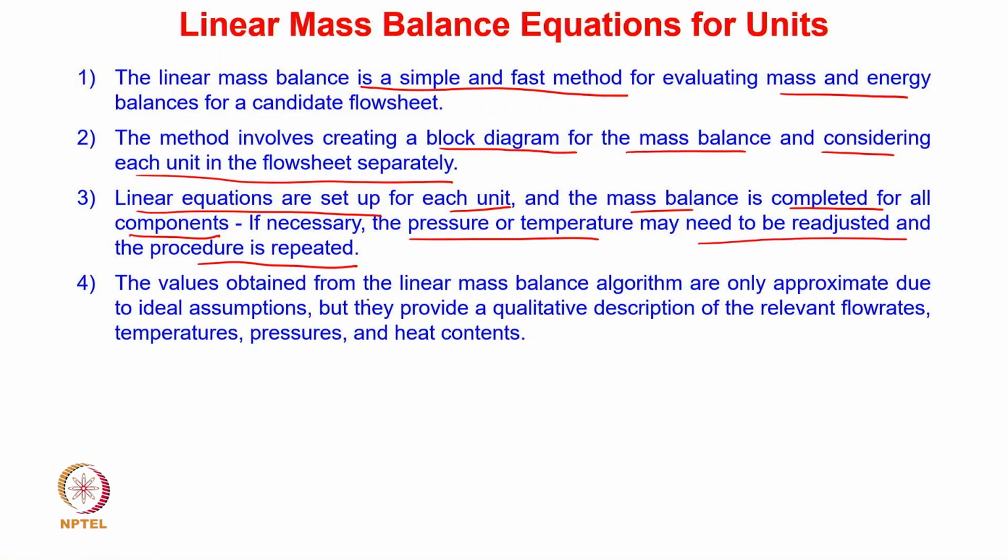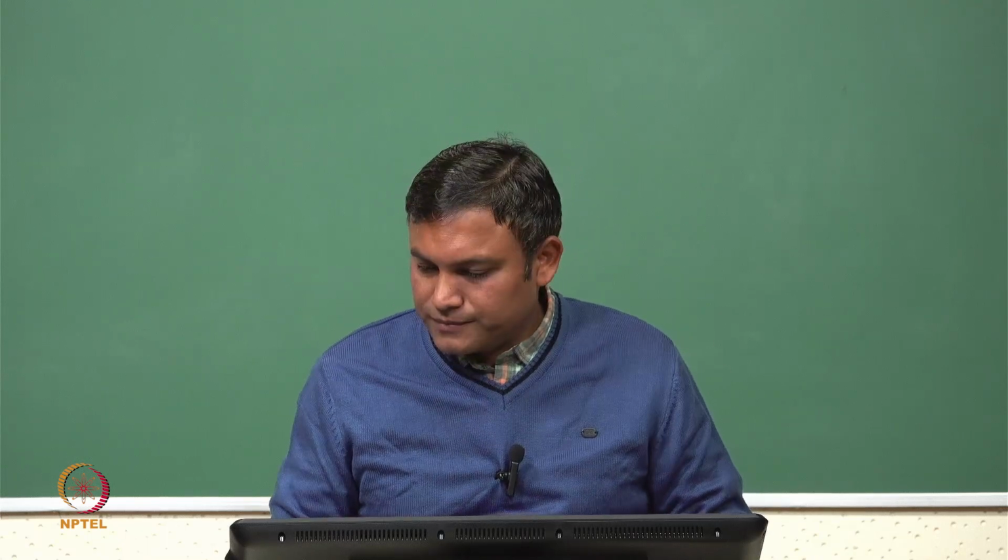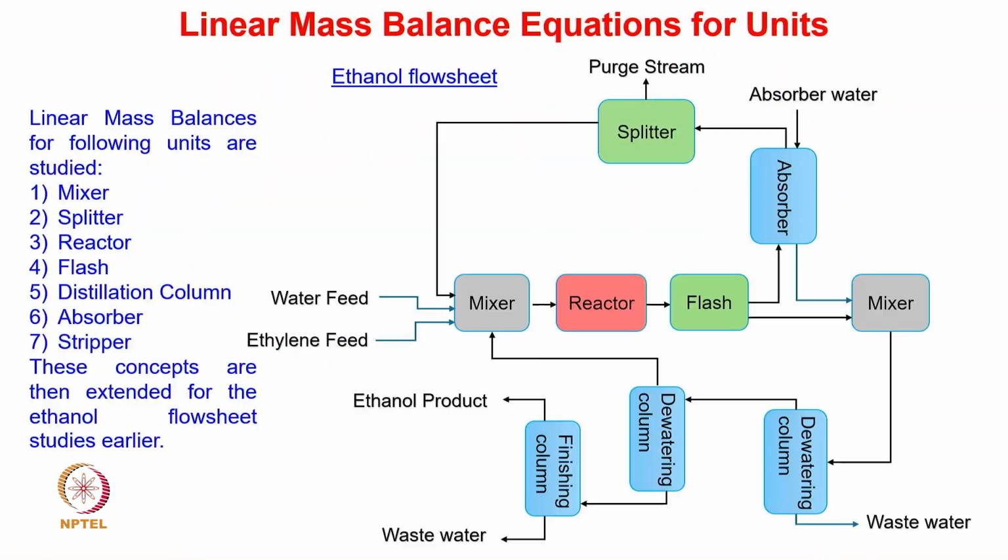The values obtained from the linear mass balance algorithm are only approximate due to ideal assumptions, but they provide a qualitative description of the relevant flow rates, temperatures, pressures, and heat content. As I said, this entire methodology is easy to solve, but it gives only the approximate solution, and that is good enough to evaluate the candidate flow sheet.